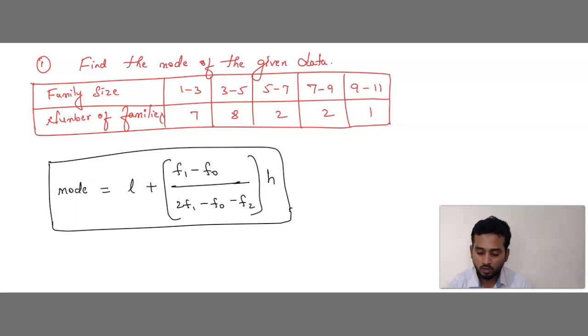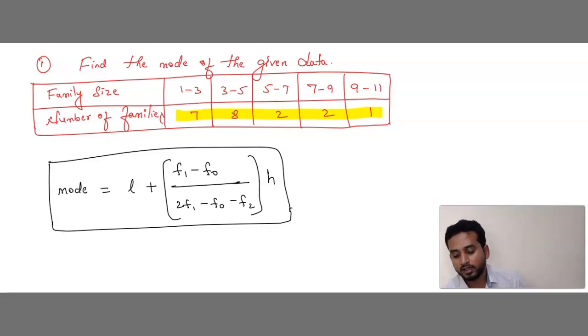Now how to find all these values? Very simple. In these frequencies, can you see here? This frequency is 7, 8, 2, 2, 1. In this, which is the highest? 8 is bigger, no? So this is our first number, that is F1. The biggest number is nothing but F1.